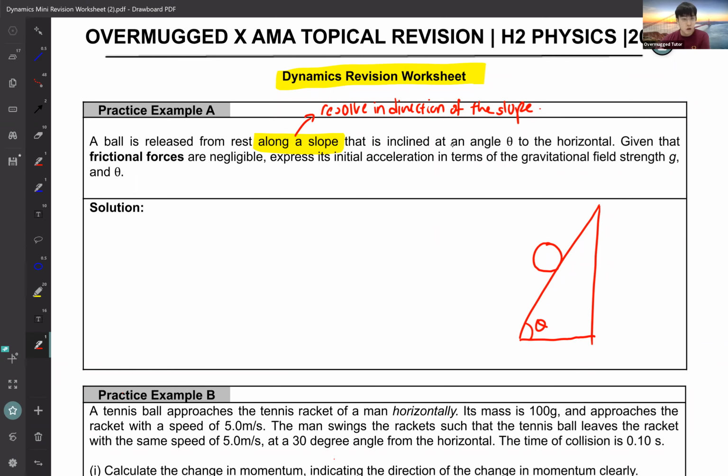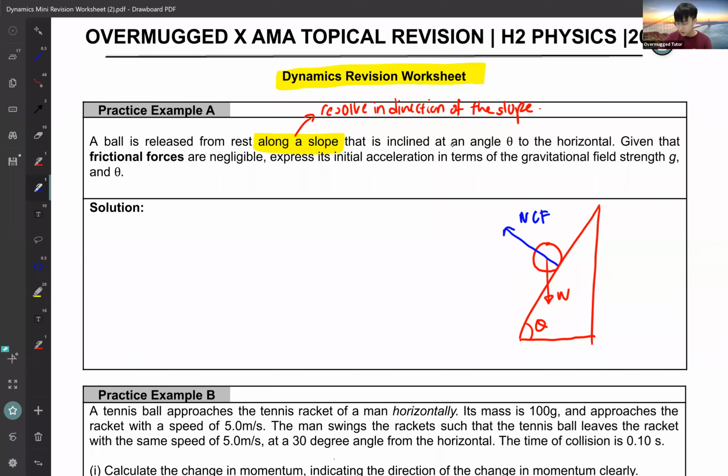Okay, so if I were to draw a free body diagram, I only care about the forces on the ball. So I draw W. Easy peasy, right? Then you also know there's one more force acting on it. That force will be the force exerted by the slope on the ball, which turns out to be the normal contact force. Okay, this is the normal contact force.